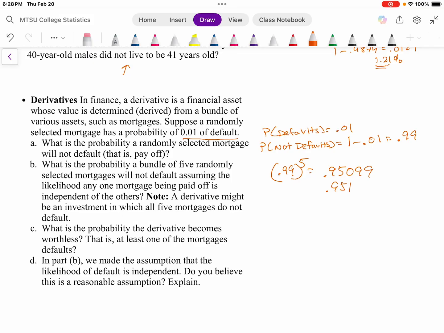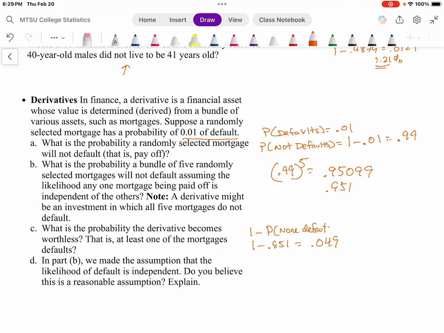Part C, what is the probability that the derivative becomes worthless? That is, at least one of the mortgages defaults. So at least one of those 5. We could do 1 minus the probability that none default. So that would be 1 minus 0.951, which is 0.049.